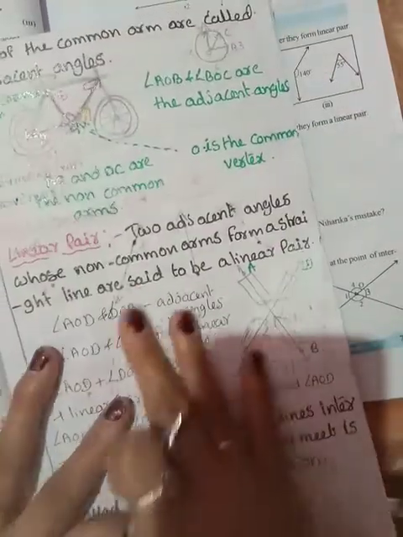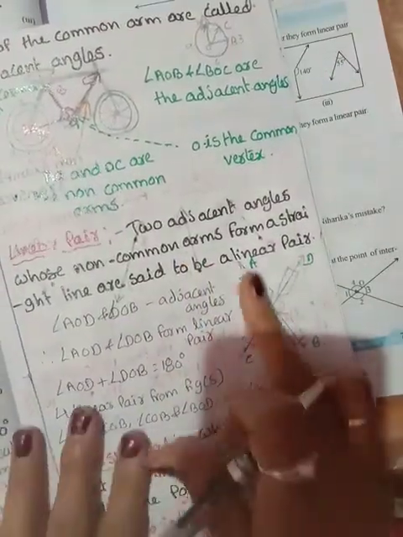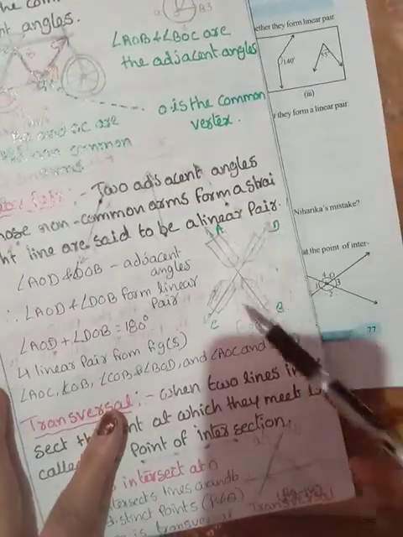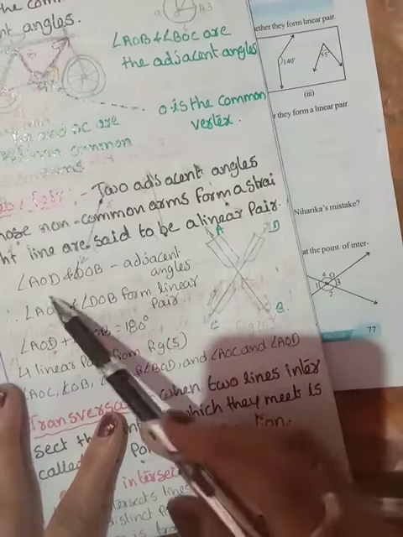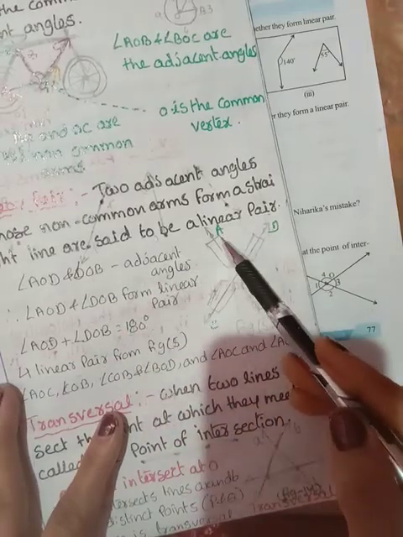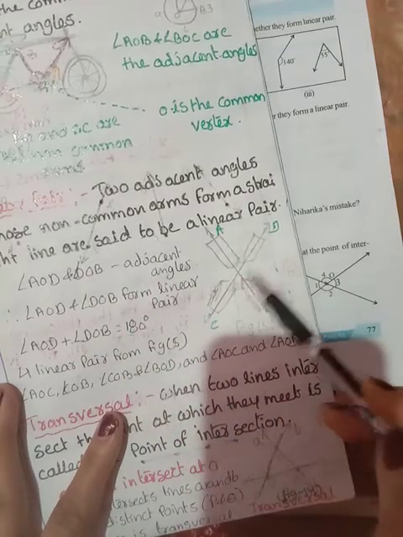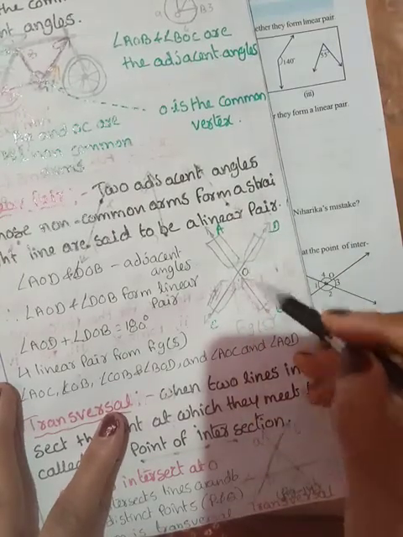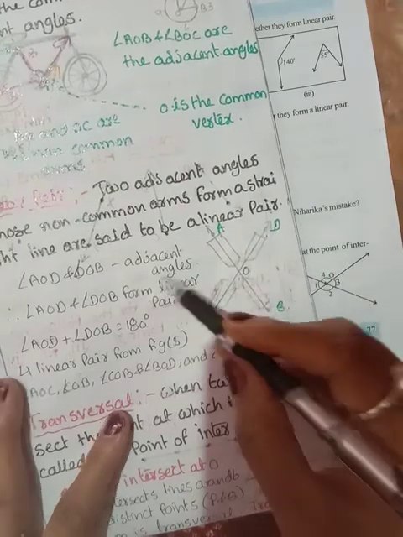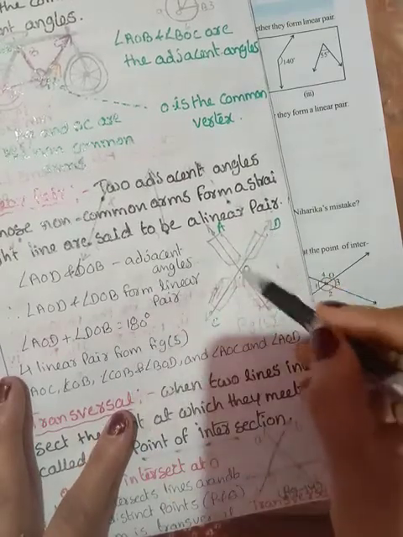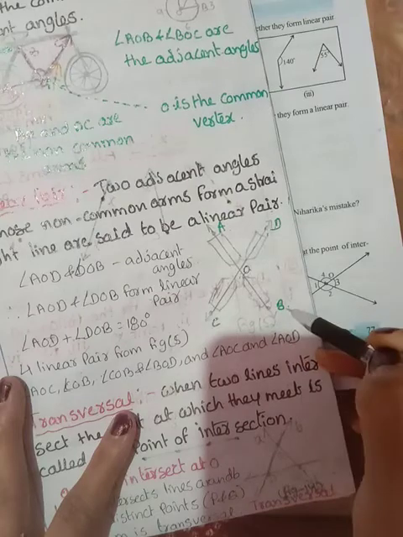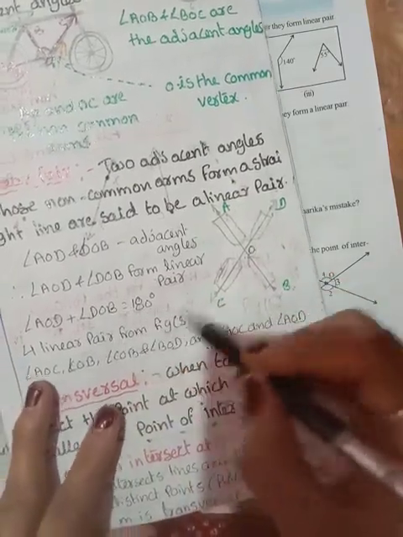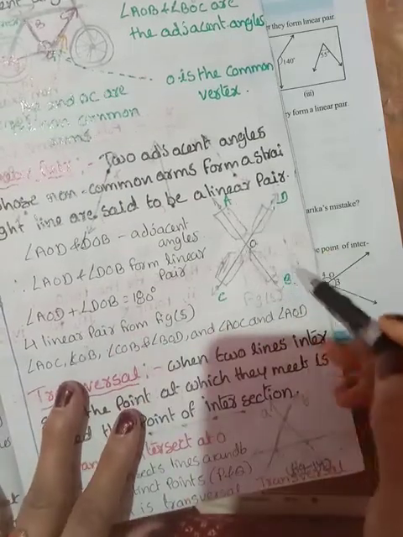Two adjacent angles whose non-common arms form a straight line are said to be a linear pair. Like here, A, B and C and D. A and B are adjacent angles. AOD and DOB are adjacent angles, and AOD and DOB form a linear pair. Here, four linear pairs of angles are formed.